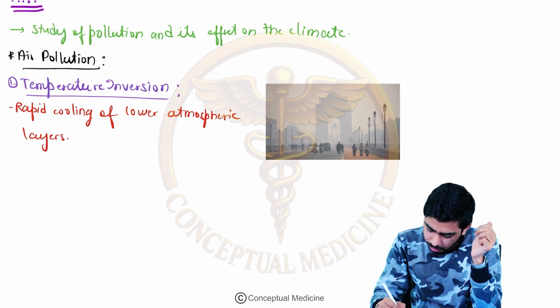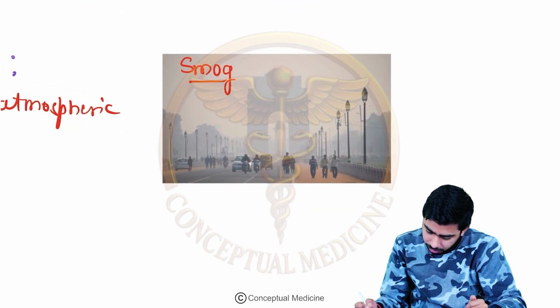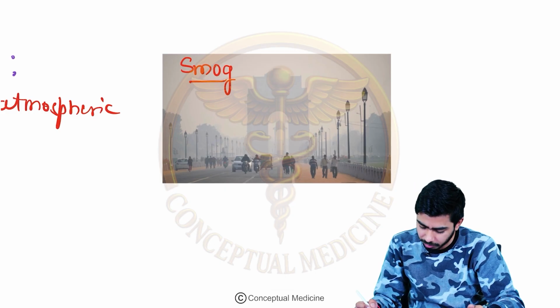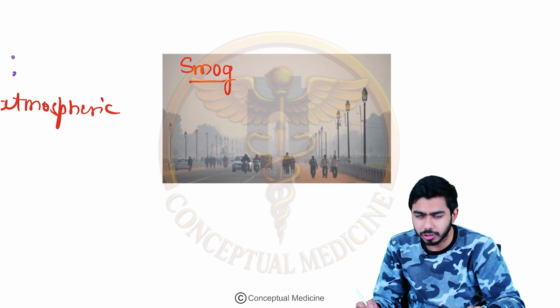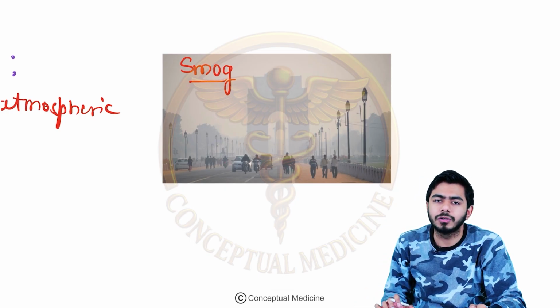As you can see in this picture, the smoke. An India Gate picture, very beautiful one, but here you can see it is a hazy, blurry picture. Why is it so blurry? It's not because of camera quality; it is because of the smoke present there. Why is the smoke there? Because of the temperature inversion.